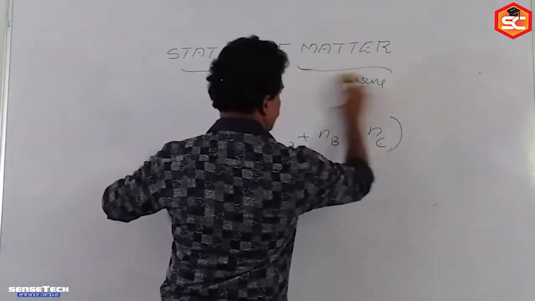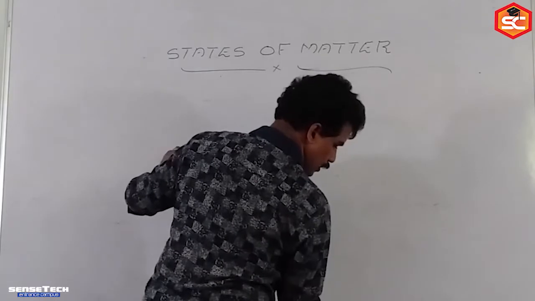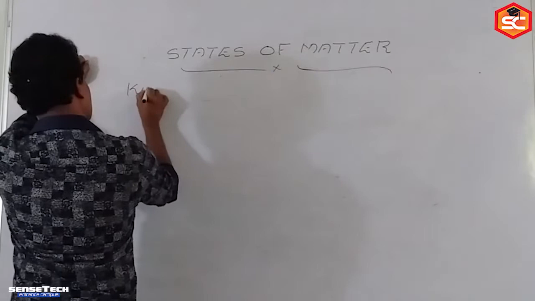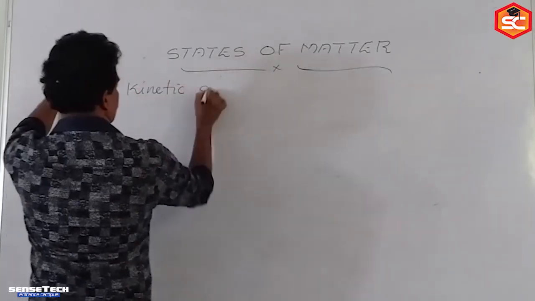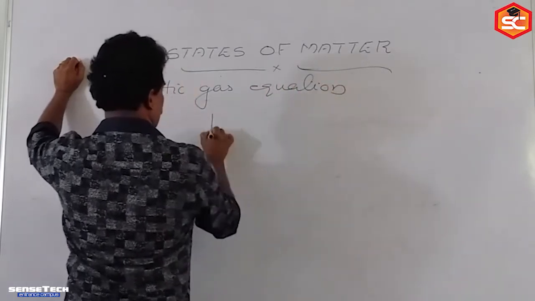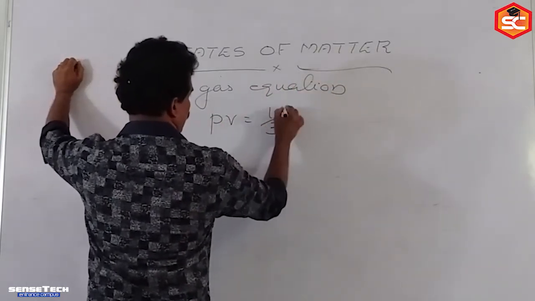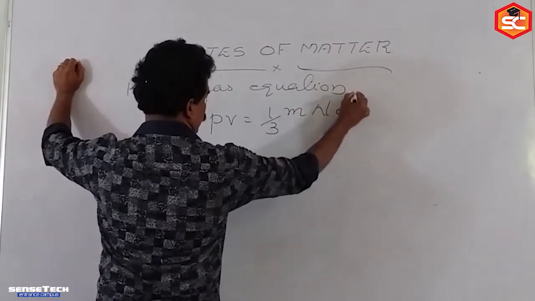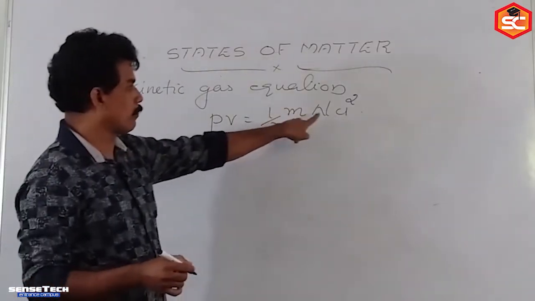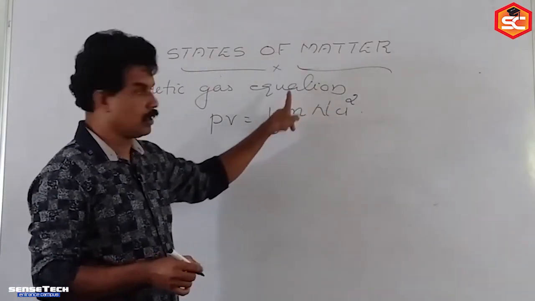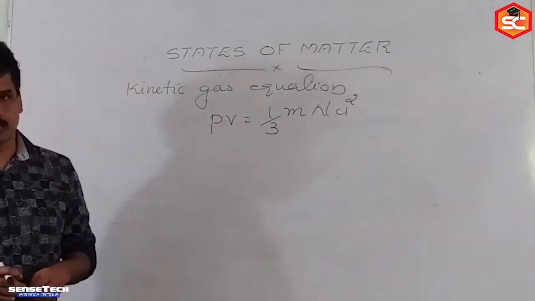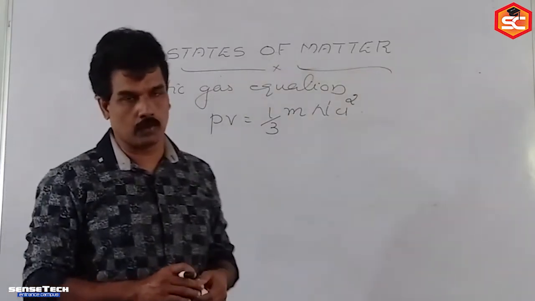Then you studied the ideal gas equation, the kinetic gas equation, and the modified form of the ideal gas equation. What is the kinetic gas equation? PV is equal to 1 by 3 m n u square. Modified form of the ideal gas equation: mass into number of molecules becomes molar mass, so 1 by 3 capital M u square. U is what? RMS velocity, the root mean square velocity of the gas molecule.